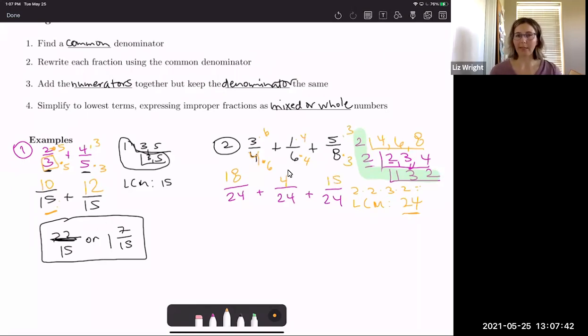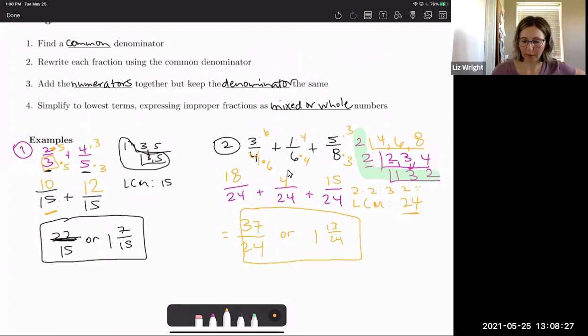And now we are ready just to add our numerators straight across. So we're taking 18 and 4, and we're adding the 15. That's going to be all over 24, and we should be getting 37. Yep, 37. Okay, so 37 over 24. Then again, ask yourself, is there anything we can reduce, anything we can take out? No, but we can rewrite it as a mixed number. And so it would be 1 and 13/24 as our other answer.